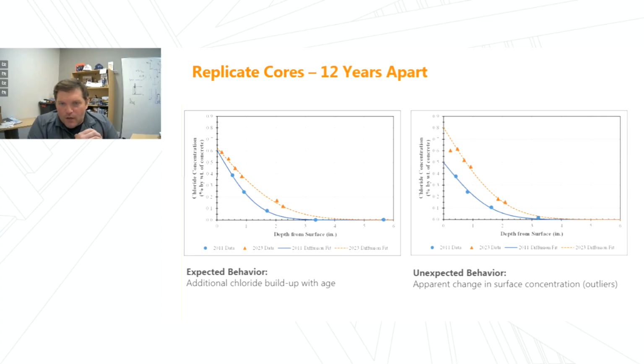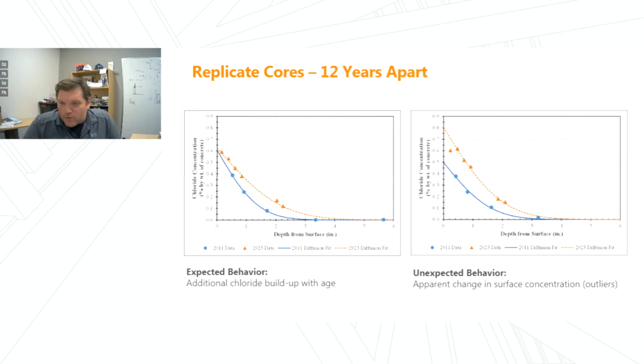Now, one thing we did notice in a few locations, what we called unexpected behavior or somewhat apparent changes in surface concentration. That's this figure on the right here, where there was apparently some increase in the surface concentration, even though we were taking core samples pretty close together. Ultimately, we decided to look into this further and concluded that, in general, chloride surface concentration could be quite variable.